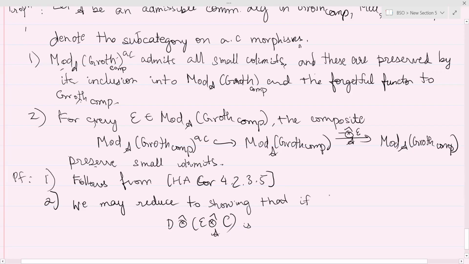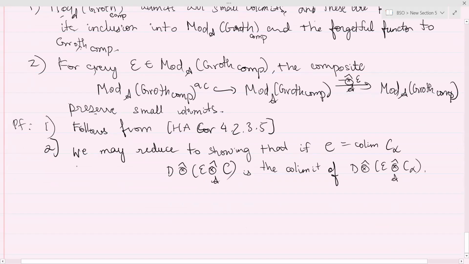If C is a colimit of C alpha, then when you look at this, this is the colimit of the corresponding guys. And by reduce, I mean we use the same corollary of higher algebra. For this, it is enough to show that this completed tensor, the relative tensor product, is a realization.